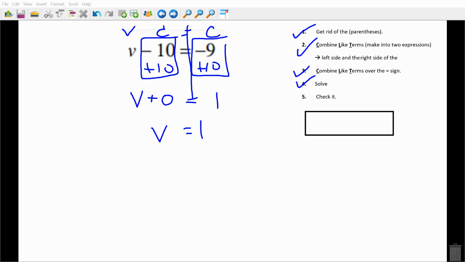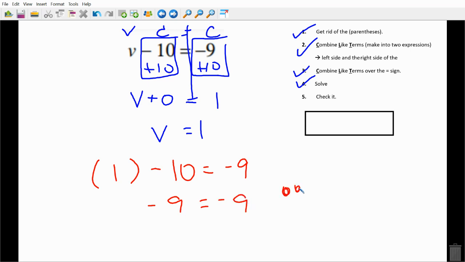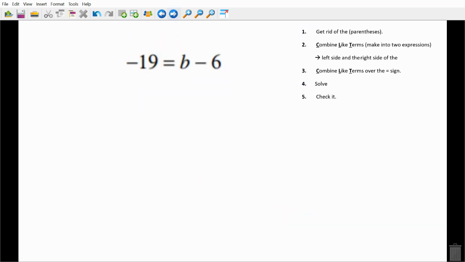So let's just check it in red. Let's plug this in. Anytime I see v, if you remember function notation, anytime we see a variable, we put parentheses in. Minus 10 equals negative 9. What did we say v was? We said v was positive 1. So we're going to substitute in 1 wherever I saw v. So now we get 1 minus 10 equals negative 9. Well, what's 1 minus 10? Negative 9. So negative 9 equals negative 9. Smiley face time. Boom.